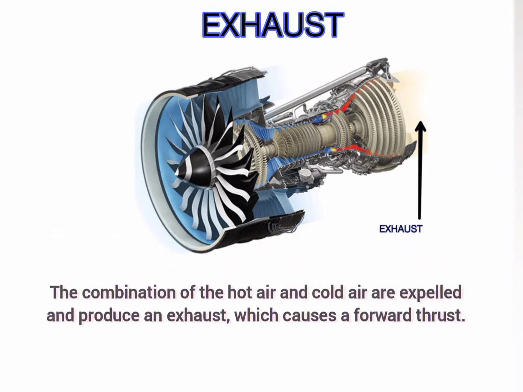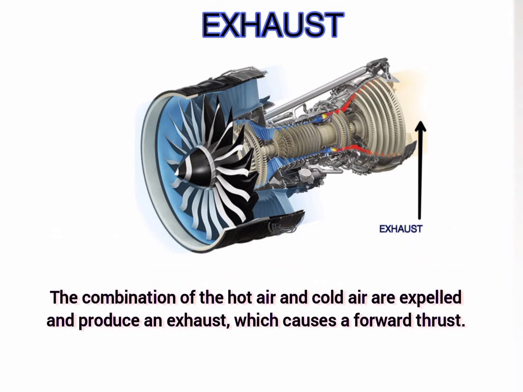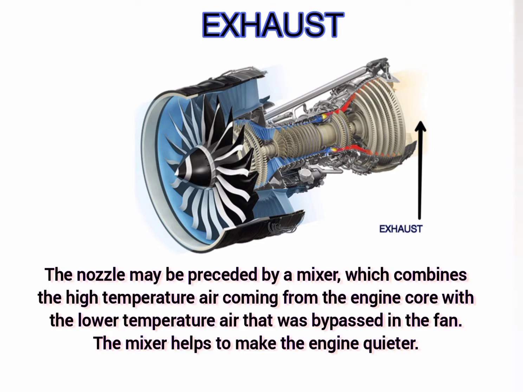The combination of the hot air and cold air is expelled and produces an exhaust, which causes a forward thrust. The nozzle may be preceded by a mixer, which combines the high temperature air coming from the engine core with the lower temperature air that was bypassed in the fan. The mixer helps to make the engine quieter.